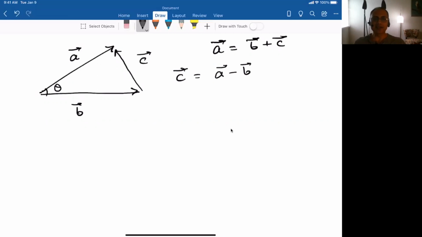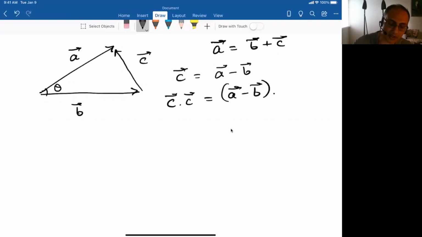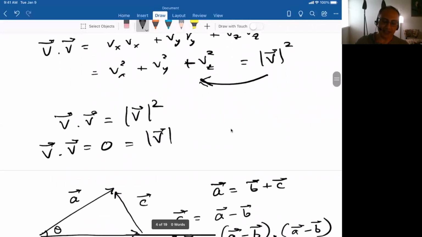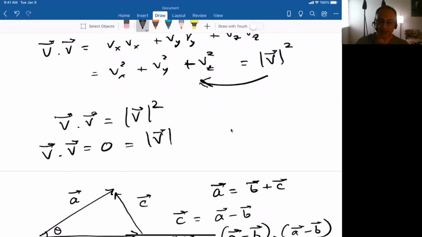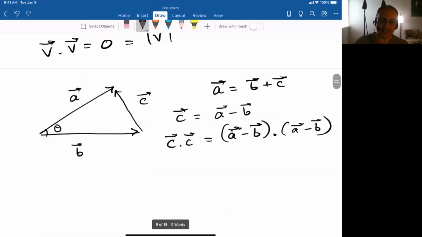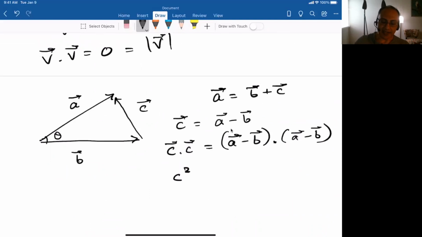Let's take the dot product of this equation with itself. So C dot C must be equal to A minus B dot A minus B. I'm just taking a dot product of this equation with itself, right? So now what is C dot C? From the properties that we saw earlier, the dot product of a vector with itself is nothing but the square of the magnitude of the vector, right? So C dot C I can write as just C square. Notice that I'm using the convention that if you write the symbol without the arrow on top, it just refers to the magnitude of the vector.